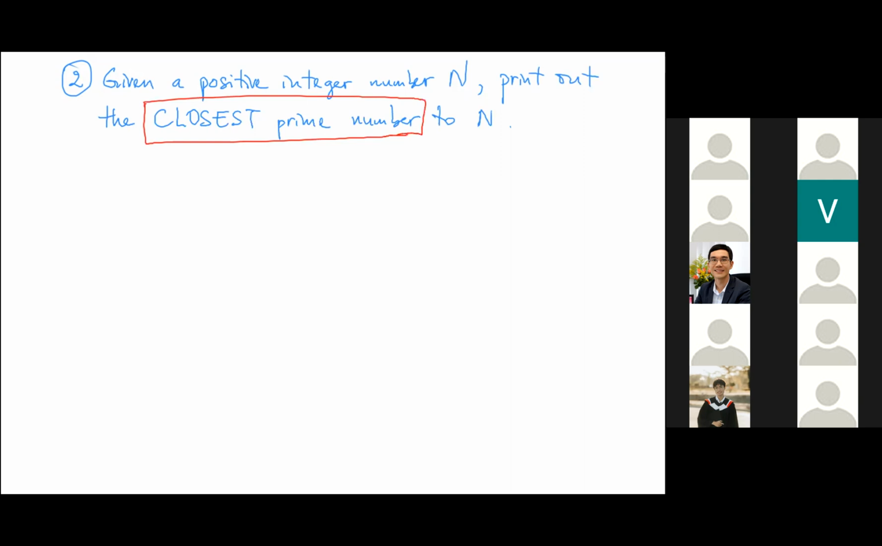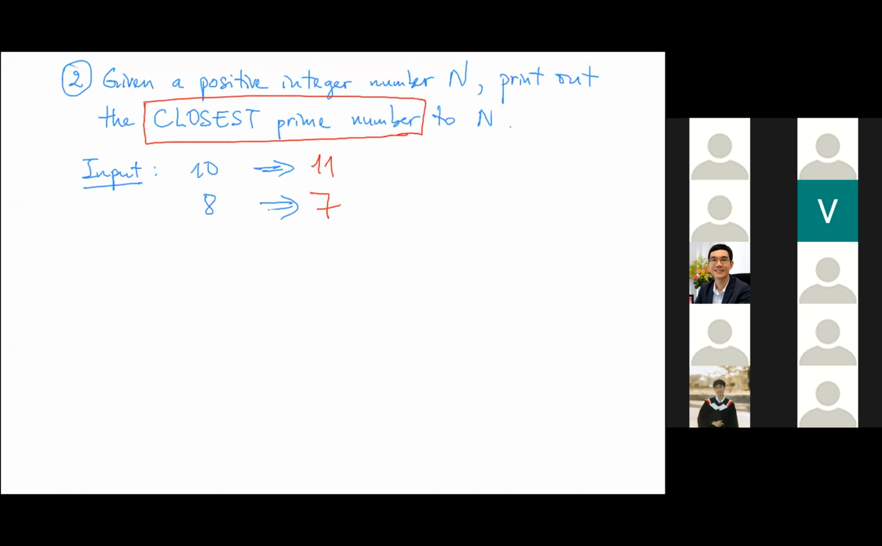So, input. Say if I input the number 10, your output would be 11. Okay, that is the closest prime number to 10. If I input number 8, your output is number 7, closest to 8.